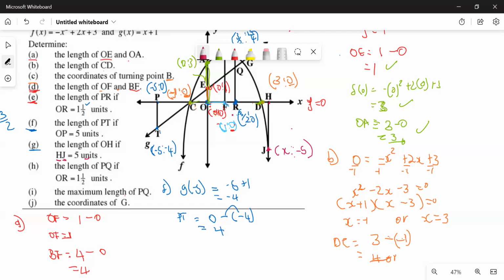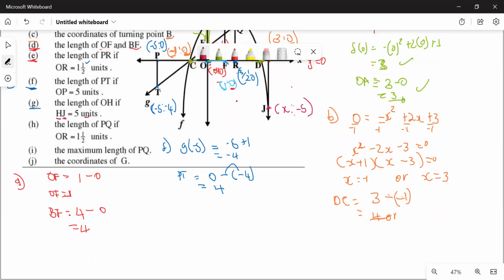Which equation are you going to use, F or G? F of X. You're going to use F of X. What are you going to do if you use F of X? We substitute minus 5 for Y. For Y, we are going to put minus 5.